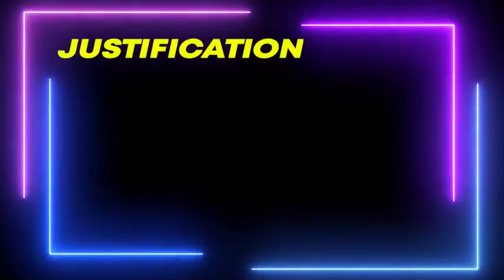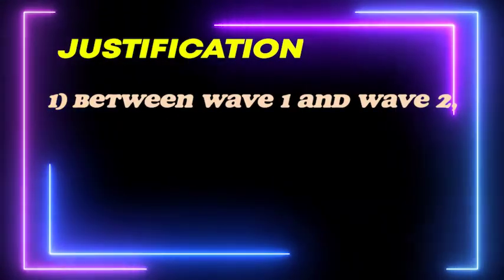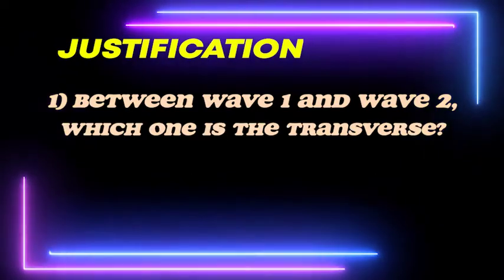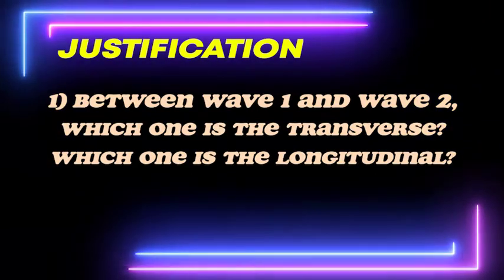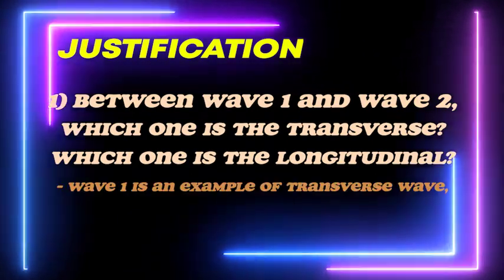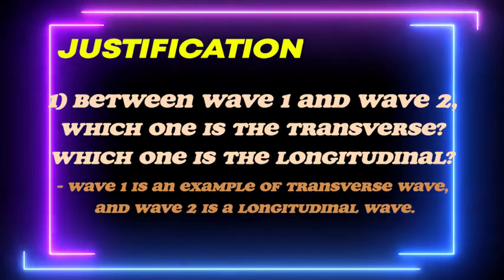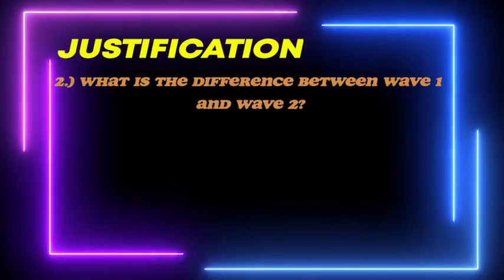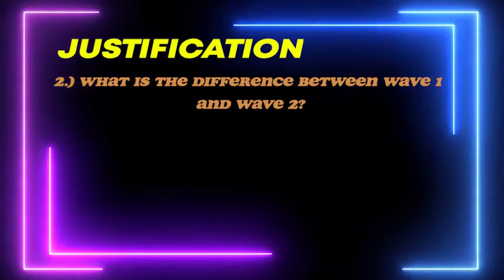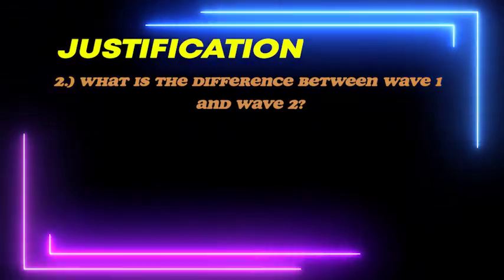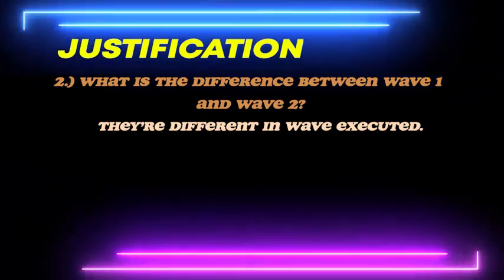Justification. Number 1. Between wave number 1 and wave number 2, which one is the transverse, which one is longitudinal? Wave number 1 is an example of transverse wave and wave number 2 is a longitudinal wave. Number 2. What is the difference between wave number 1 and wave number 2? They're different in wave executed.